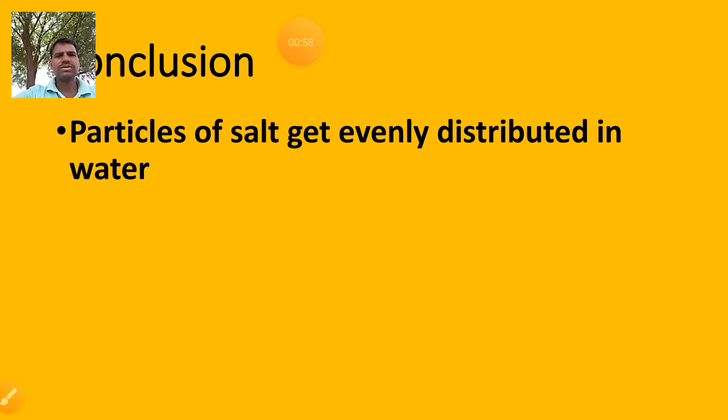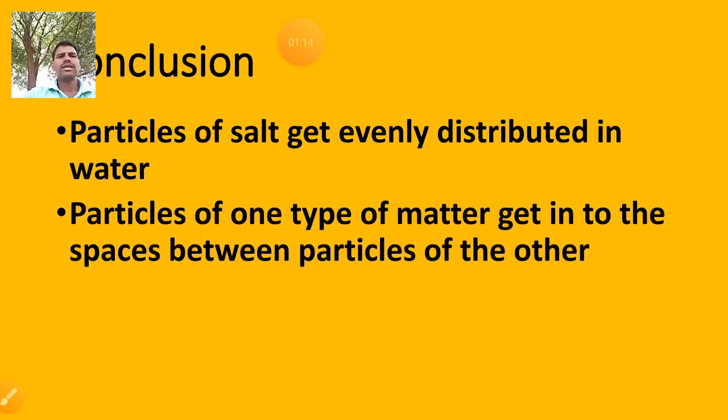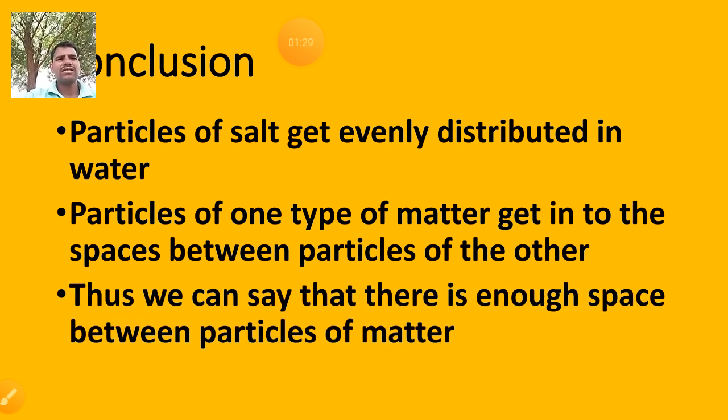So the first conclusion is the particles of salt got evenly distributed in water. That is the reason why we cannot see the particles of salt in water. That means the particles of salt got into the spaces between the molecules of water, and that is the reason why the salt particles are not visible in it. Thus we can say that there is enough space between particles of matter.